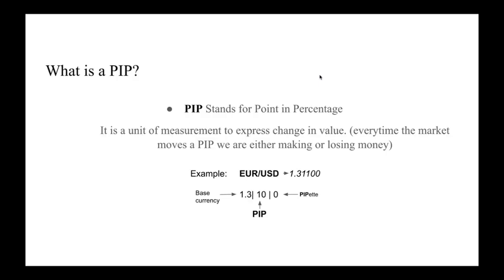All right. So we start here at what is a pip. A pip stands for a point in percentage, or a unit of measurement to express change in value. What that means is, as you can see in the example, EUR/USD, for every euro, every $1.30 will equal $1 to the US dollar. I know that's a little confusing, but if you look at the example, you have EUR/USD.